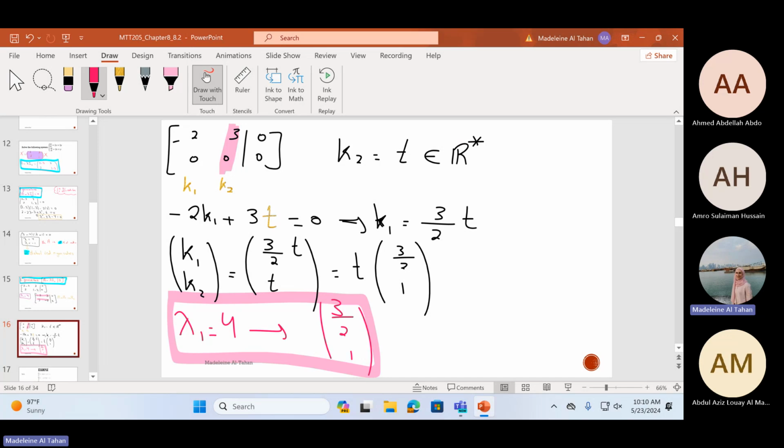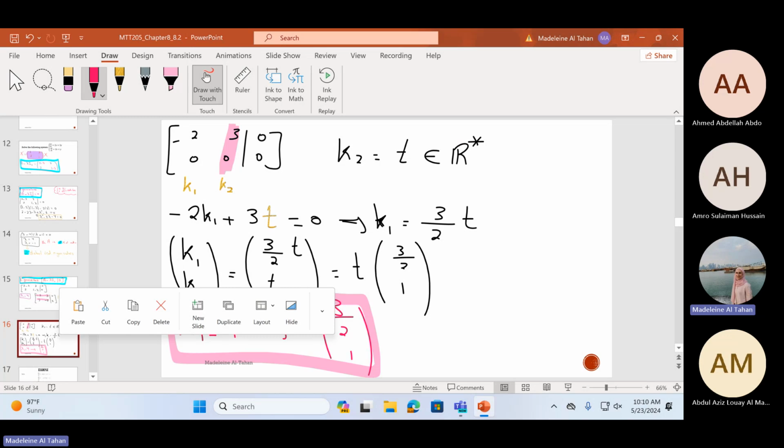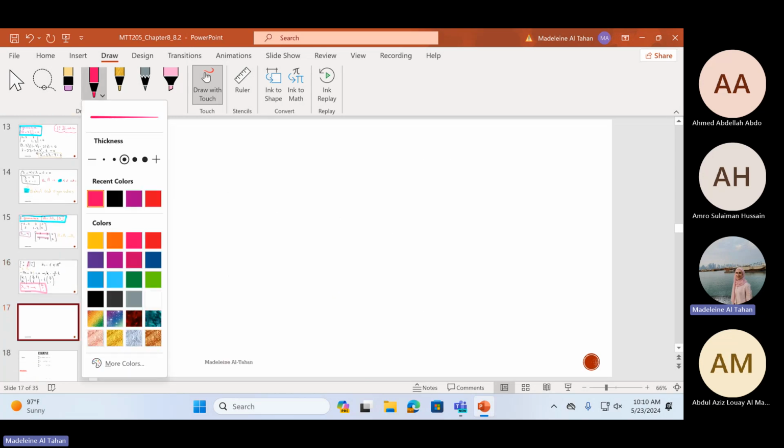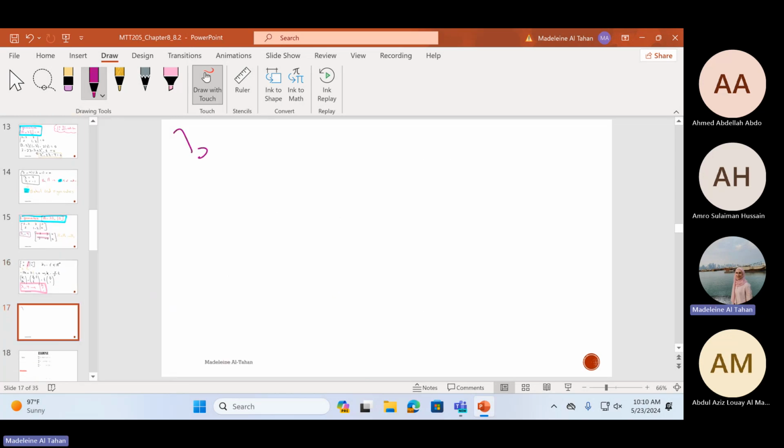Now, are we done? What do we have now? Oh, we need to go for lambda 2. Lambda 2 was equal to negative 1. We will substitute A minus lambda I: 2 minus minus 1, 3, 1 minus minus 1. How do we know when we are doing eigenvectors that we have a mistake? If we do not get any zeros.